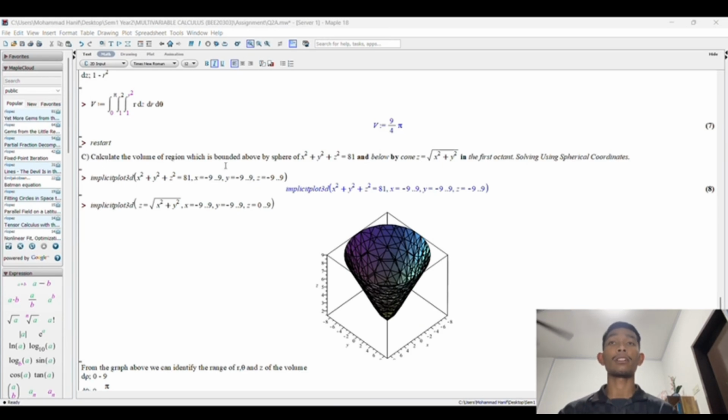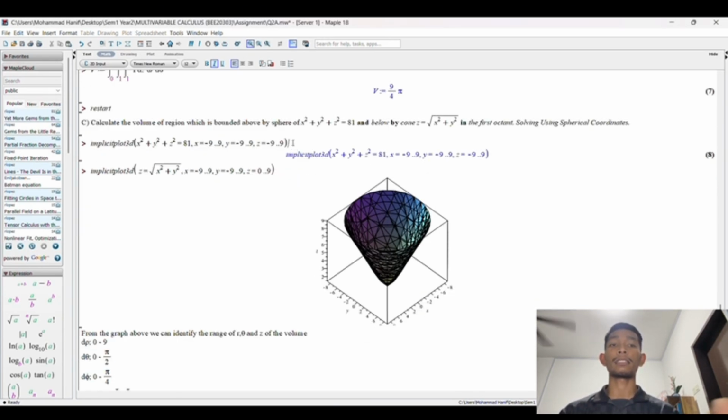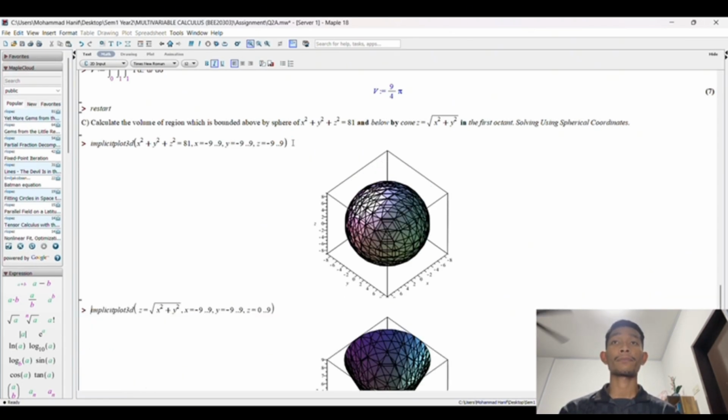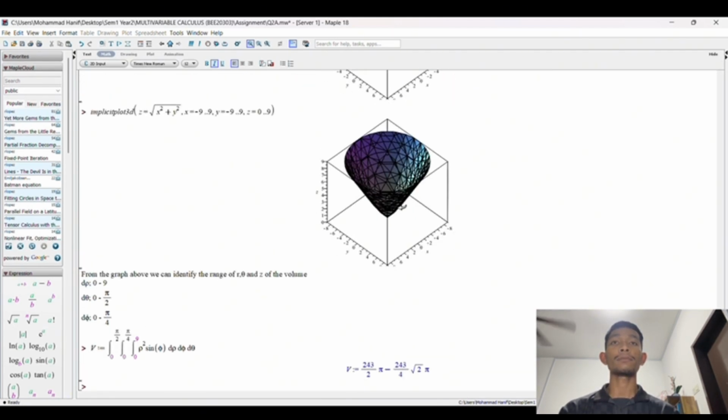Right, now I want to continue this presentation with the simulation for question 2C. First of all, we write all the question in the comment. After that, we draw the 3D design for the sphere. After that, we draw the cone. After that, from the 3D design, we can identify the limits: rho is 0 until 9, theta is 0 until pi over 2, and phi 0 until pi over 4.